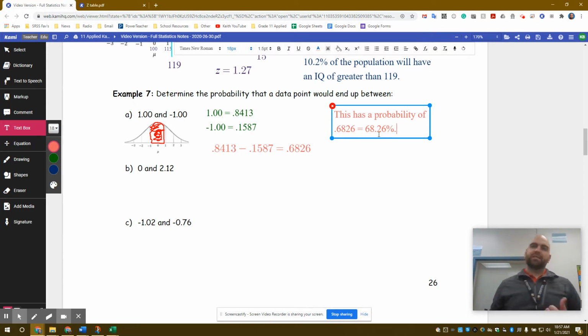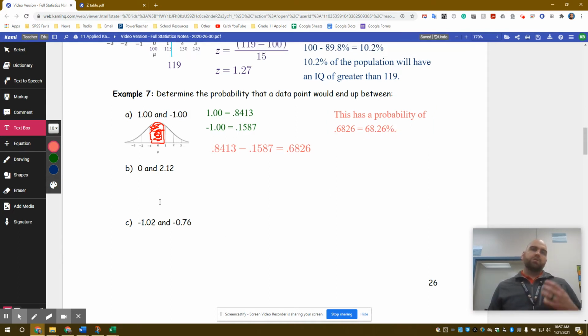There we were told just 68%, but here it's a little bit more specific, and we have a couple decimal places in there. So what that means is that to find the area between, we have to take the top one and subtract the bottom one. So let's do that again. We've got another example. We're going to do between 0 and 2.12. Well, 2.12 is the higher value, so we'll find that one first.